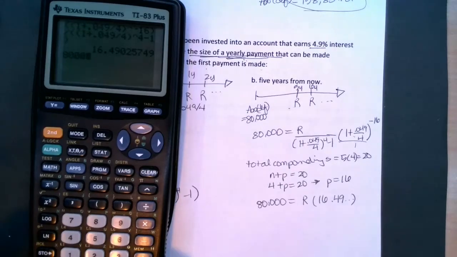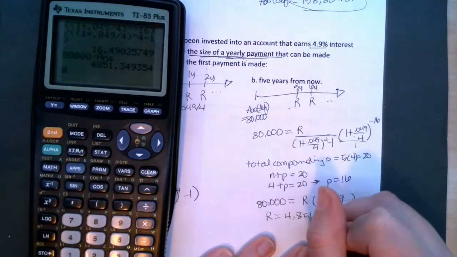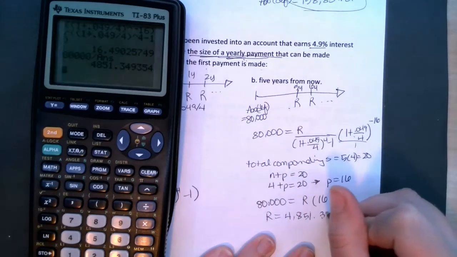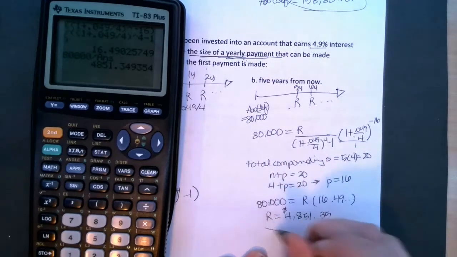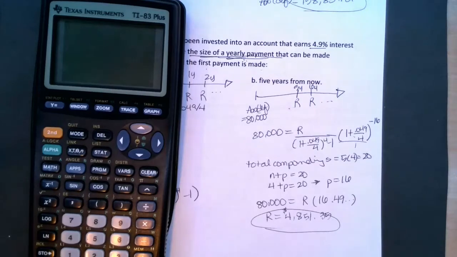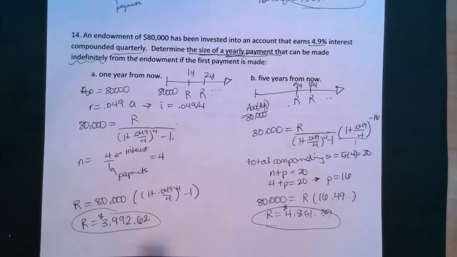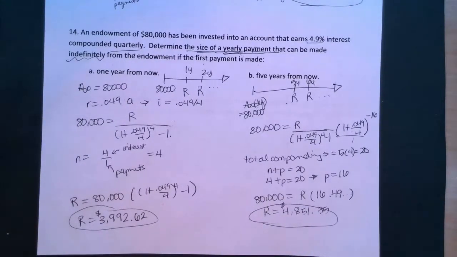80,000 divided by answer. So we get $4,851 and 35 cents, rounding to the nearest penny, which again is a much larger payment, because that means per month we get an extra about $800, or sorry, per year.